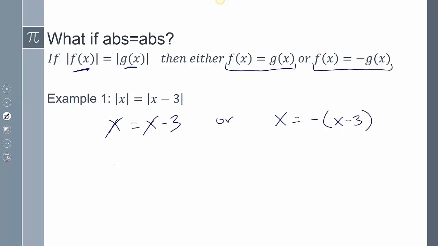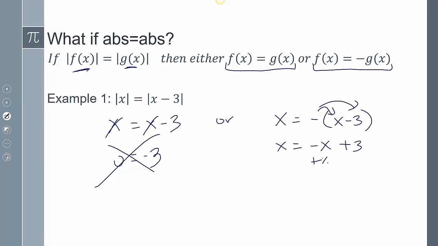Well, these cancel out, so I get 0 equals negative 3. Well, that doesn't make sense, so that can't work. And then here, if I distribute that negative through, I get x equals negative x plus 3. If I add x to both sides, I get 2x equals 3. Divide both sides by 2, I get x equals 3/2. And so that would then be my solution.